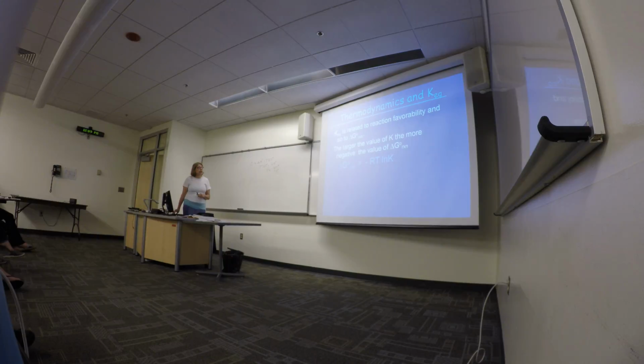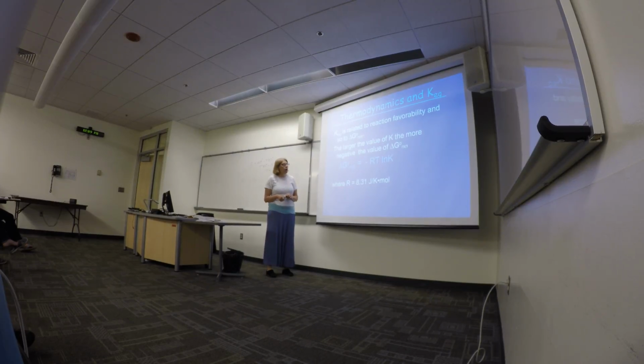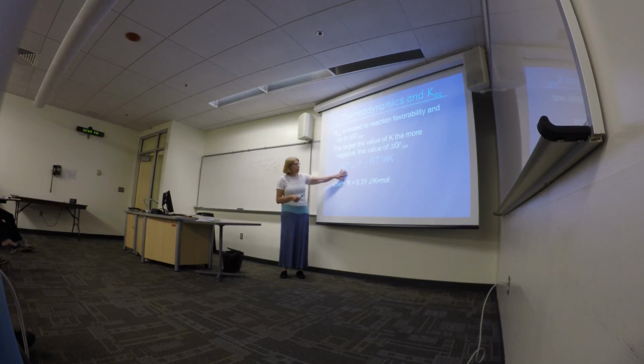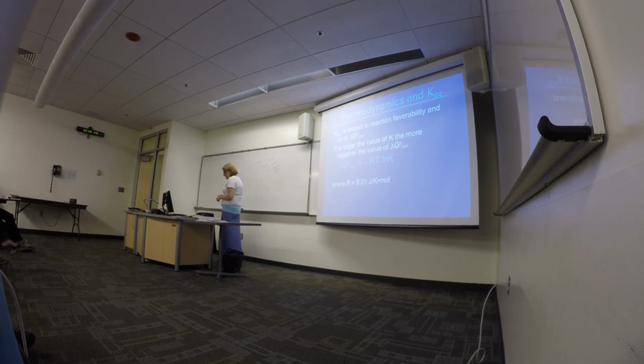Our equilibrium constant is related to reaction favorability, and so too our change in Gibbs free energy for a reaction. The larger the value of K, the more negative the value of the standard change in free energy for a reaction. Now, this is our relationship between the free energy and the ln of the equilibrium constant. I don't really have a good derivation of that. It involves things like calculus and summing and stuff like that, which I'm sure you don't want to do.